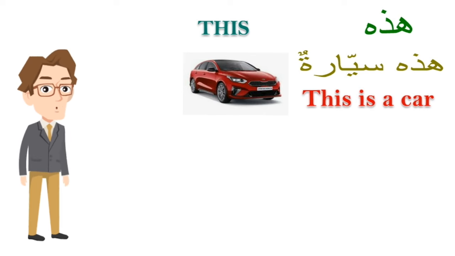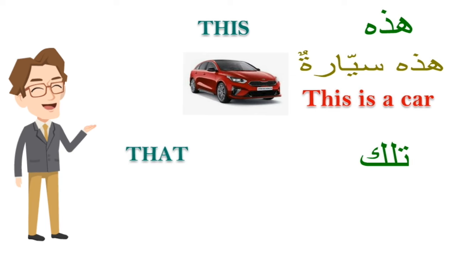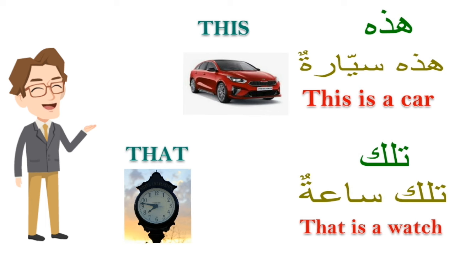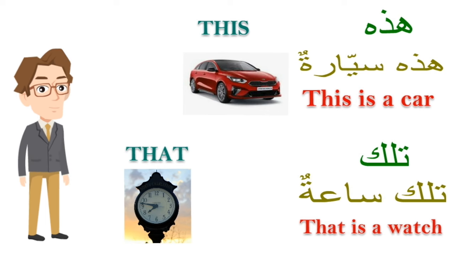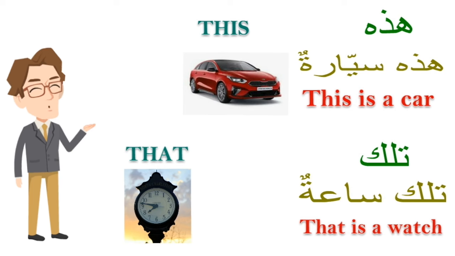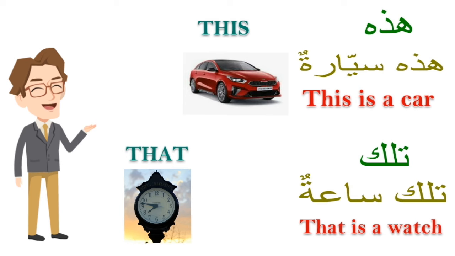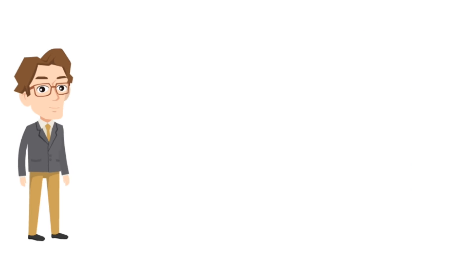And the next one is tilka. Tilka sa'atun, that is a watch. The same way, sa'a word is feminine. So we will use tilka, we will not use dhalika. We will use tilka, that is a watch. Let me give some more examples so that you can understand well.